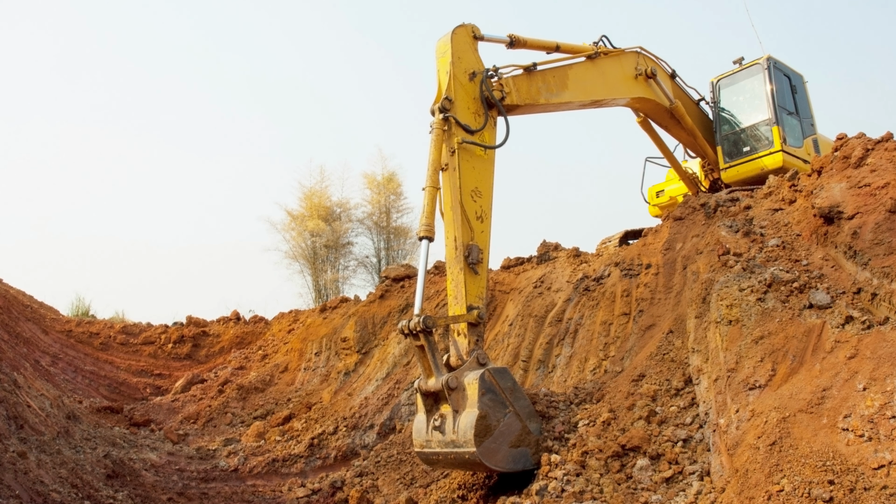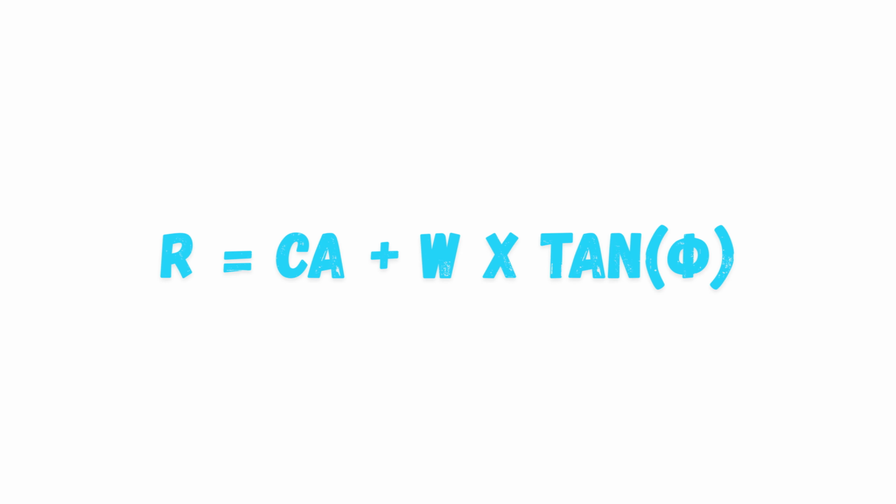These resistance forces can be approximated using a simplified soil mechanics relationship formula. Here, R represents the total soil resistance force, C is the soil cohesion, A is the cutting area of the bucket edge interacting with the soil, W is the weight of the soil being displaced, and psi is the internal friction angle of the soil.